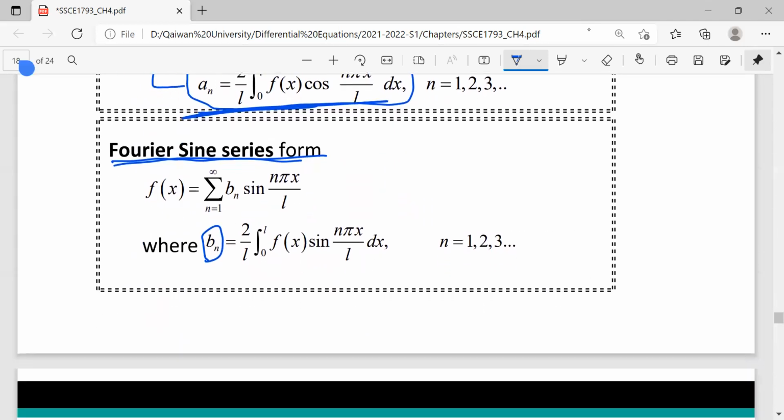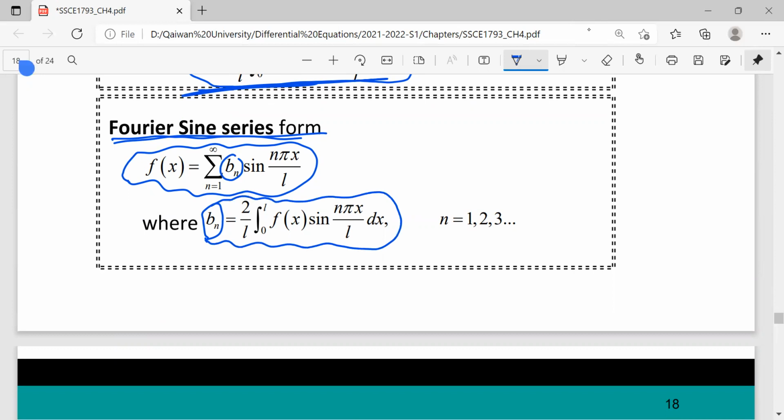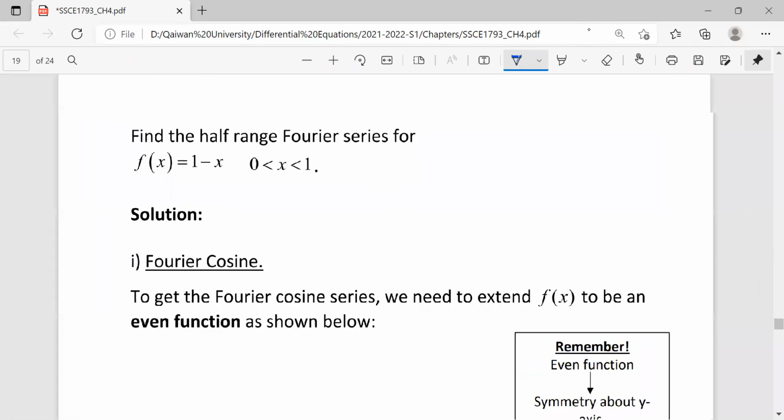And for the Fourier sine series, it's in this form. This is the Fourier sine series. Here we have only Bn. We can get Bn by using this formula, and then we plug into the above formula to get the Fourier sine series. Now we have an example.